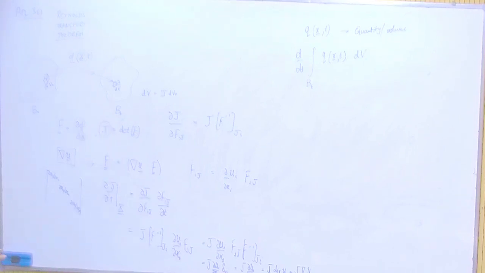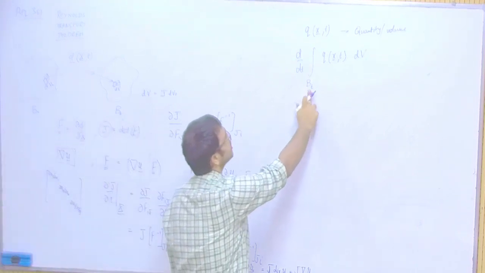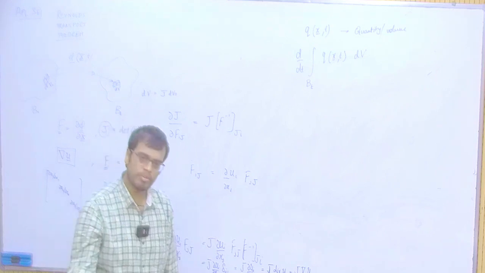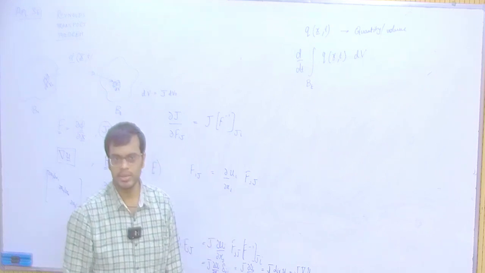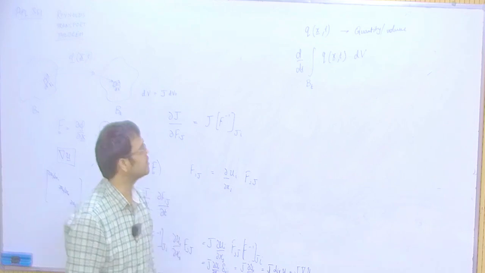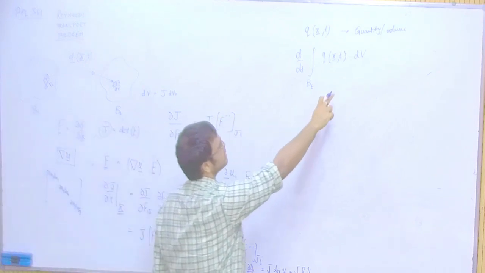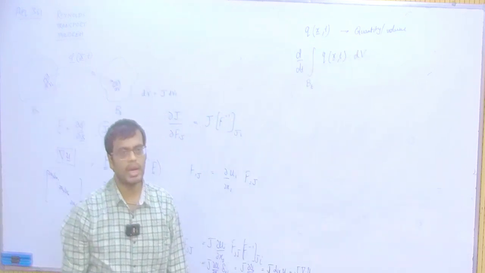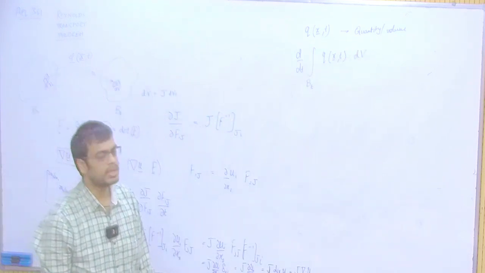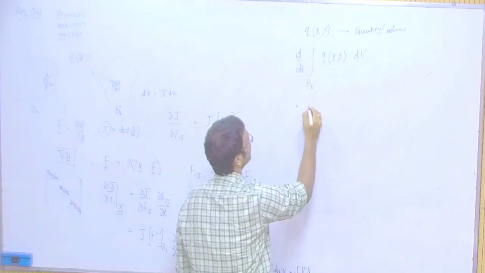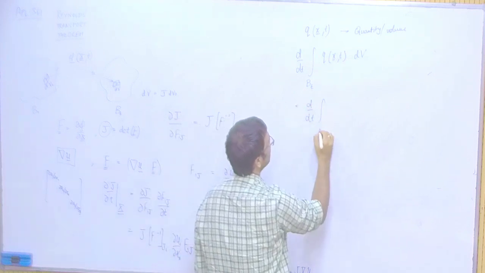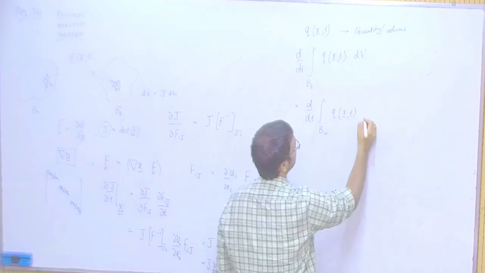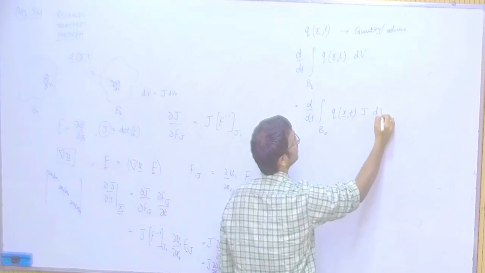If I could get, instead of integral limits B of t, if I could get B naught somehow, then I could bring the derivative inside the integral, which means if I could change this integral somehow to dV naught, then I could bring the derivative inside the integral. So, basically I am going to write this as d by dt of the integral over B naught of q(x, t) times J times dV naught.